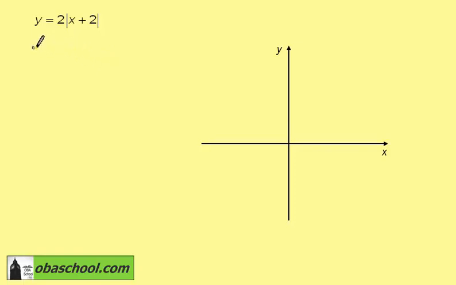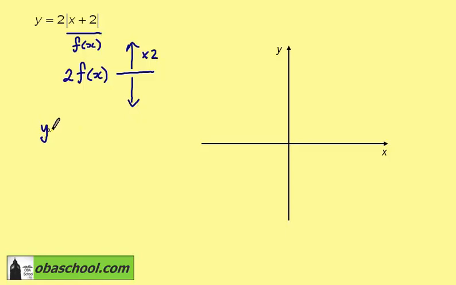We want to sketch y equals 2 times the modulus of x plus 2. If the mod of x plus 2 is our f of x, we have a transformation of the form 2 times f of x. We know this type of transformation is a stretch away from the x-axis of factor 2. So every point in the transformed graph is twice as far away from the x-axis as it is originally.